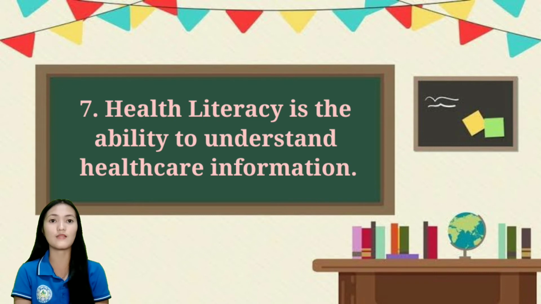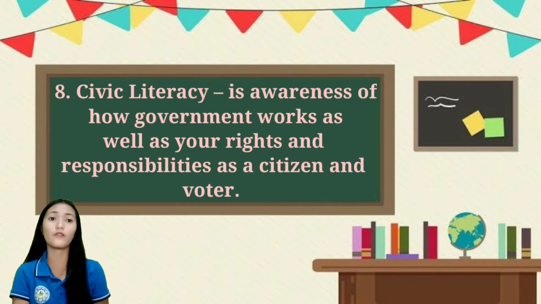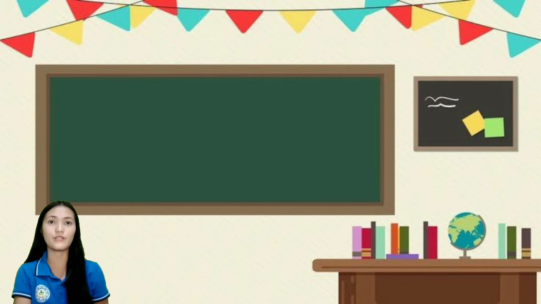7 is health literacy. It is the ability to understand healthcare information, particularly for making medical decisions or lifestyle choices about nutrients, exercise, sleep, and other factors that affect physical and mental well-being. The last one is civic literacy, also known as civics, is awareness of how government works, as well as your rights and responsibilities as a citizen and a voter.